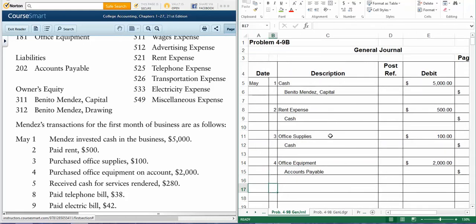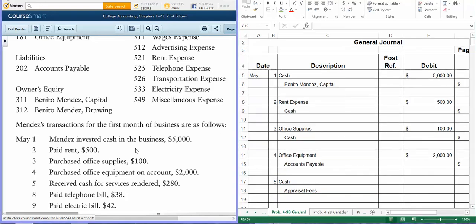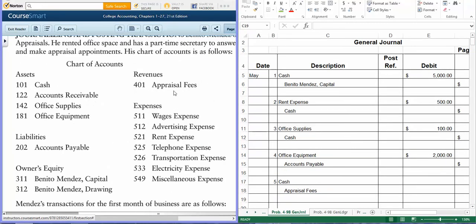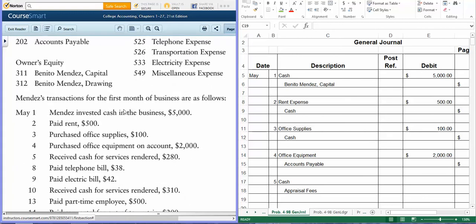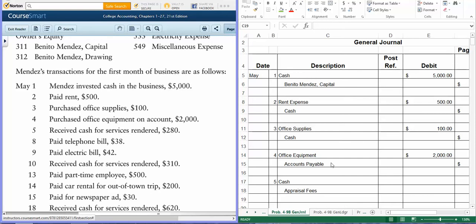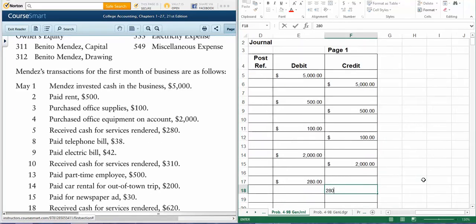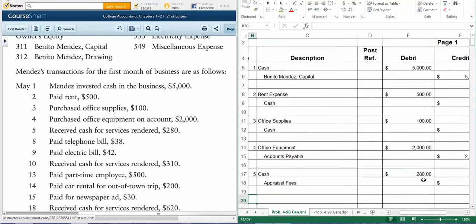Okay, on the 5th, we received cash, so we're increasing our cash. And it was for services rendered, so we're going to credit our revenue account. And in this case, it is appraisal fees. If you scroll back up to the chart of accounts, it tells you our revenue account is appraisal fees in this case. On your homework, on the actual problem you have to do, I believe it is service fees. So then we're going to put in the $280. Okay, and we're just going to keep on going.